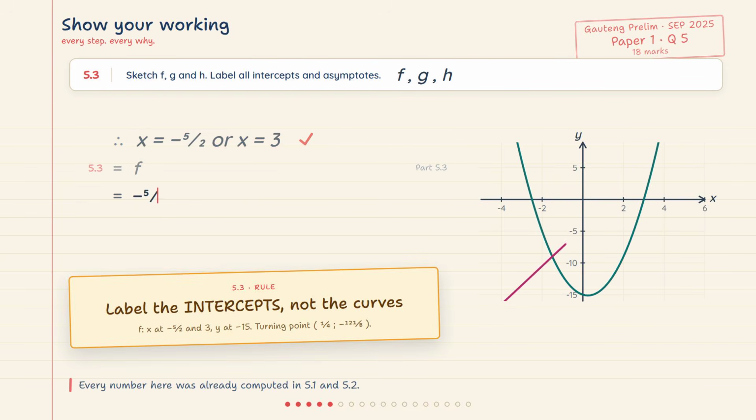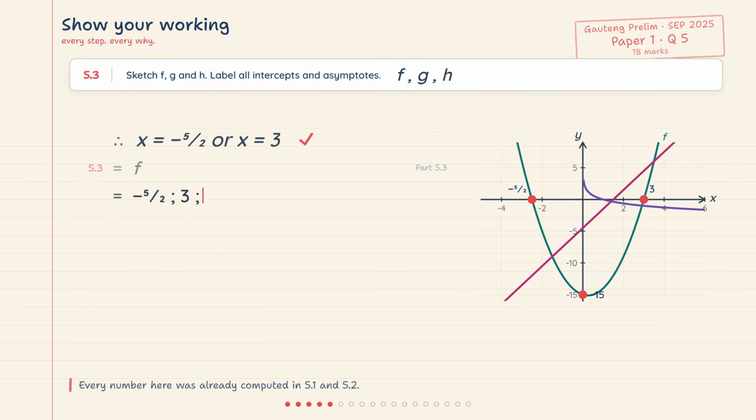Now the sketch, and read the instruction. Label all the intercepts and the asymptotes. The marks are on the labels, not on how neat the curve is. Start with f. It opens upwards because a is positive. It cuts the x-axis at minus 5 halves and at 3, and it cuts the y-axis at minus 15. 3 labels, straight from the 2 parts you have just done.